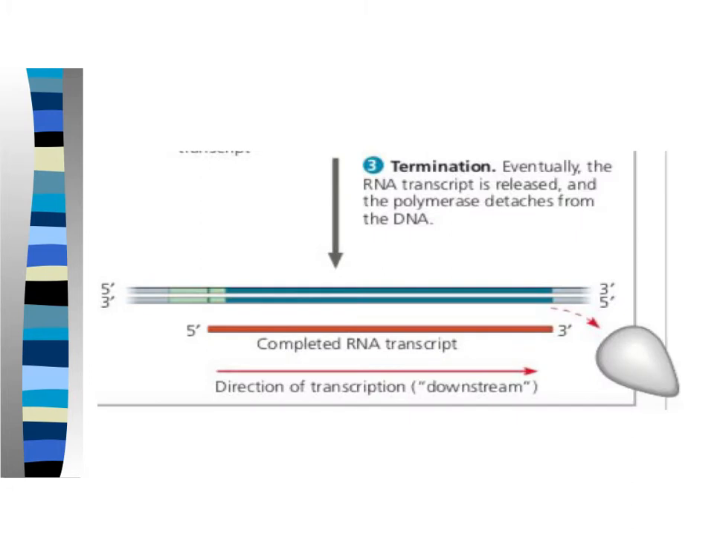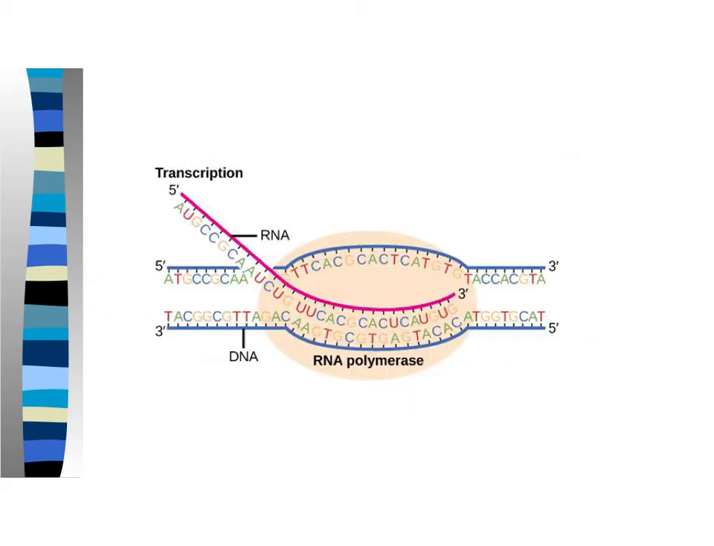So then we have our termination. Okay, this is when we've hit our termination region on our DNA. The RNA polymerase is going to detach, as well as the other transcription factors. And then we'll have our completed RNA transcript ready to carry out further processing.